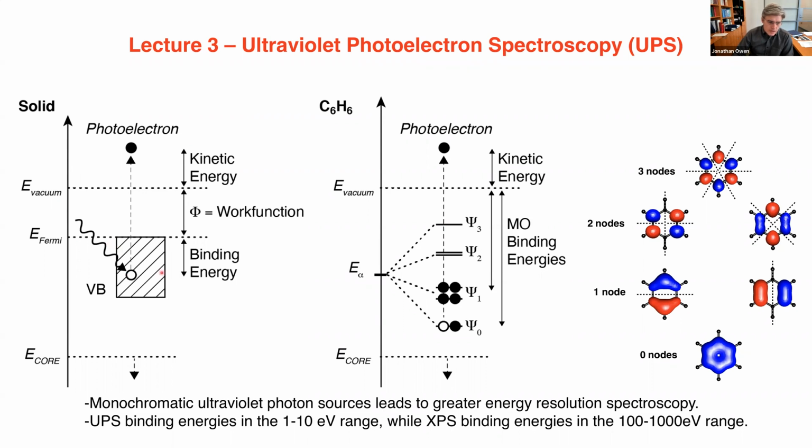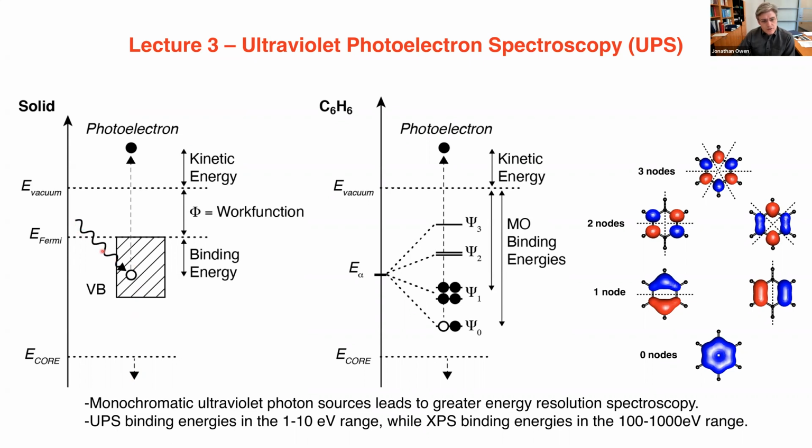Here's the valence band, and this time I've ignored the core levels. I haven't drawn them in explicitly because we're not going to do core level spectroscopy. We're going to look at the valence band, but there are core orbitals down here. So the same sort of thing happens.